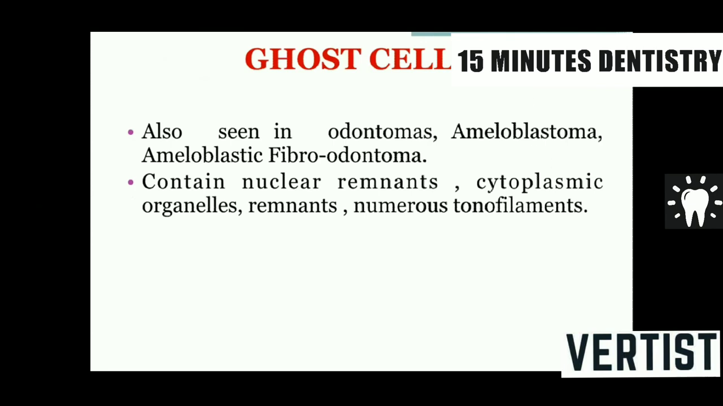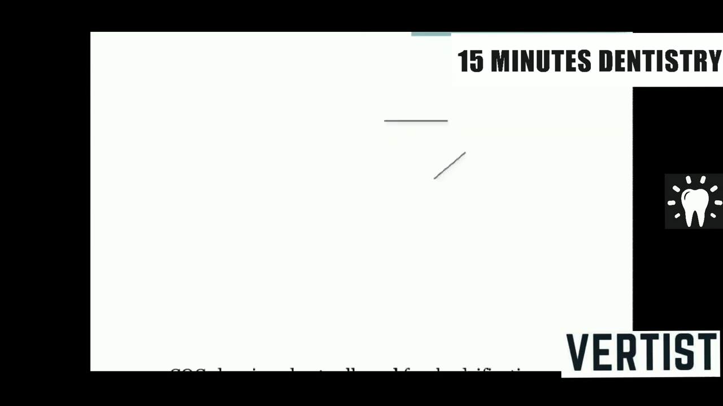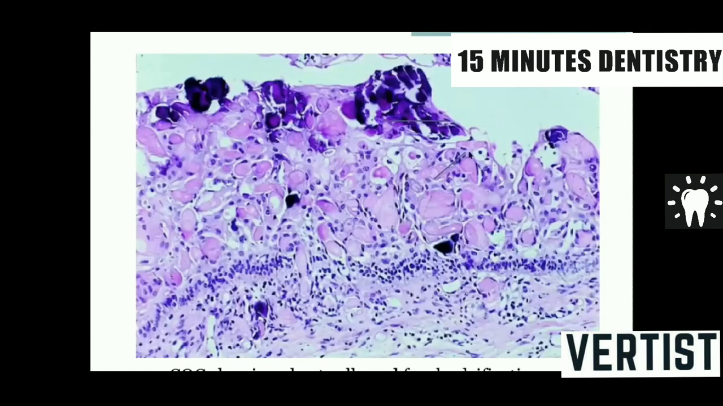Ghost cells are also seen in odontomas. They are seen in ameloblastomas, mostly craniopharyngiomas, which are also known as Rathke's pouch tumors. And they are also found in ameloblastic fibro-odontomas. They contain nuclear remnants. They also contain remnants of cytoplasmic organelles, and numerous tonofilaments. So all these are ghost cells.